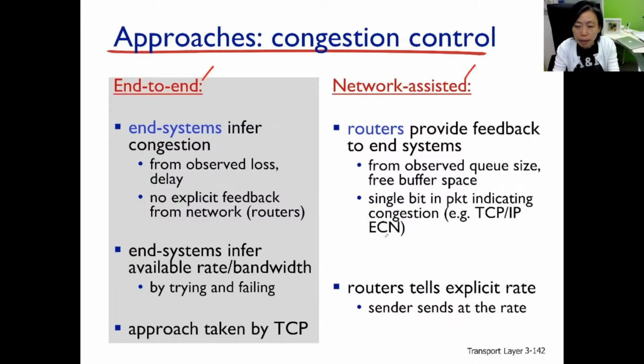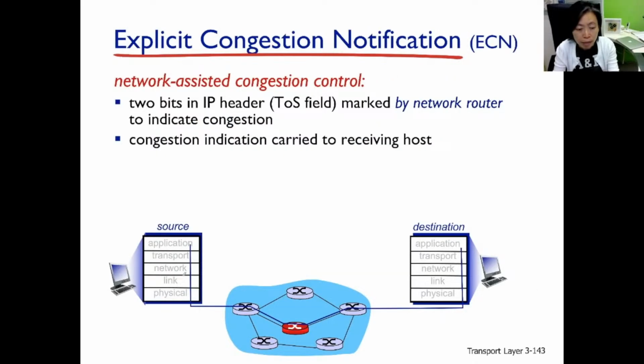Let me introduce another mechanism that's called ECN. It's also defined for TCP/IP for the internet, but it's not really implemented or activated. And it's taking the opposite approach, the network-assisted approach. The ECN mechanism works this way. First of all, in the IP packet header, or network layer header, there's this special field called TOS that stands for type of service. In that field, 2 of the bits are assigned for the purpose. They are also called the ECN bits.